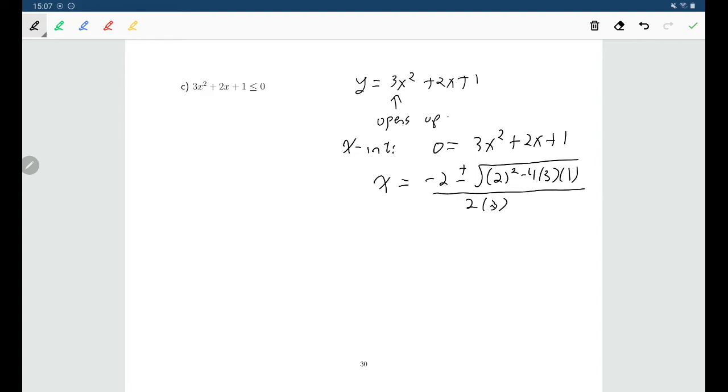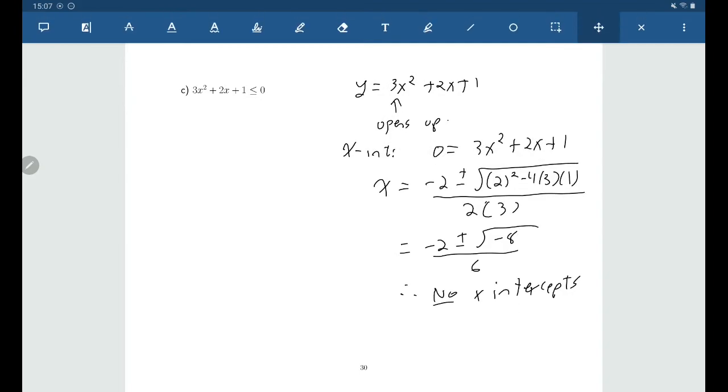And then we run into a problem pretty quickly, which is that inside the square root, that happens to be negative. 2 squared minus 4 times 3 times 1, that is negative 8. And so that means there are no real solutions, which means that there are no x-intercepts. And so that means we have one of two options happening.